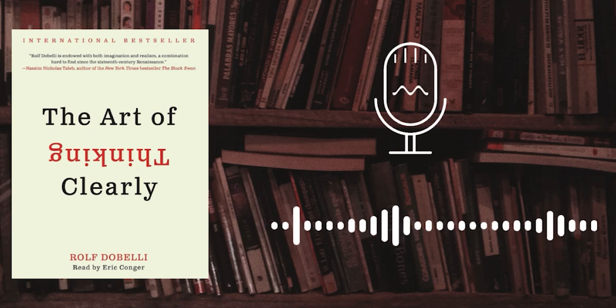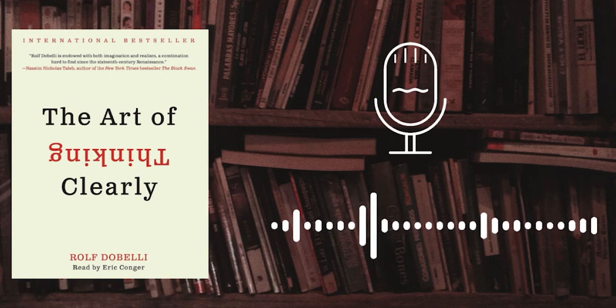Group attribution error. Group attribution error is the tendency to assume that the characteristics of an individual group member apply to the entire group. This leads to stereotyping. Understanding this error helps us appreciate individual differences and avoid prejudices.